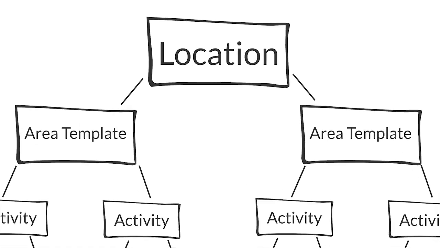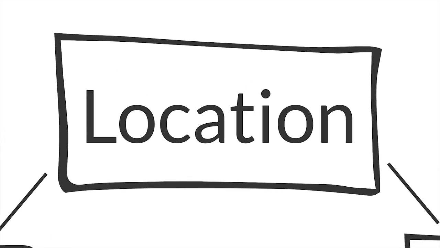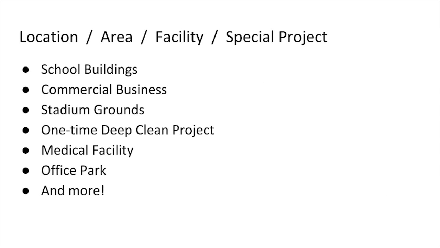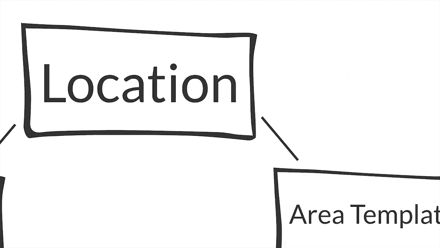A location is an overall building, area, facility, or special project your staff will work. It could be a school building, a commercial business location, the grounds at a stadium, a one-time deep clean for a location you already work, etc. The ISSA workloading and bidding tool lets you build these locations out of area templates.